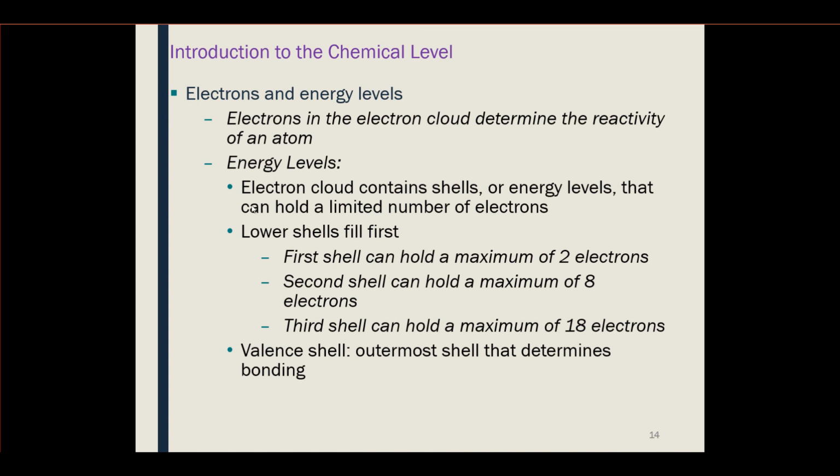All right, so what's important here is that the electrons are in energy levels. The first energy level holds 2 electrons. The second energy level holds a maximum of 8, and the third one can hold a maximum of 18. Okay, if there are more electrons than that, then they would go into the fourth energy level. And again, that's way beyond the scope of this course here.